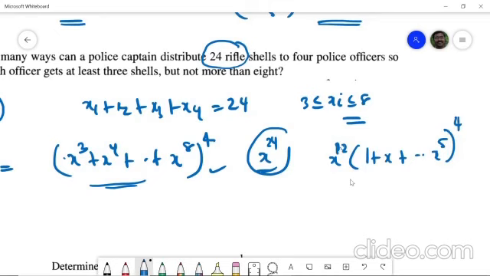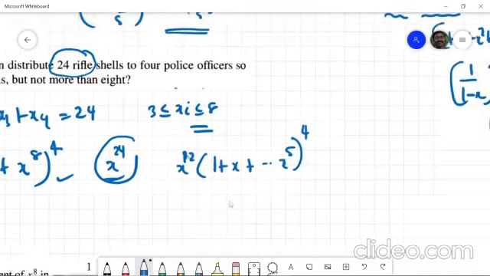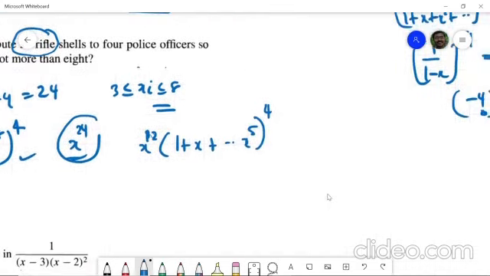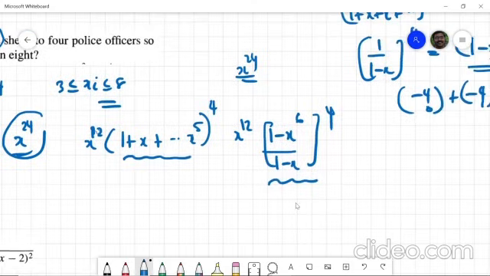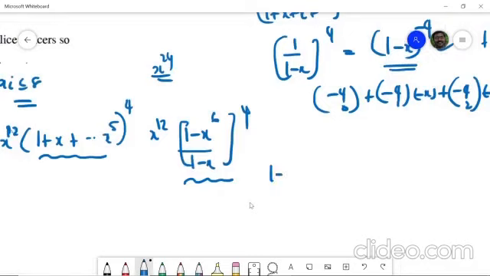Okay, now how will you do it? Using the familiar calculus result which we discussed earlier, this can be written as x raised to 12 into 1 minus x raised to 6 divided by 1 minus x, right? So the whole raised to 4. Okay, so you need the coefficient of x raised to 24, or you just need the coefficient of x raised to 12 from this product. Okay, so what is it? So we have two things here, that is 1 minus x raised to 6 the whole raised to 4 into 1 minus x raised to minus 4.